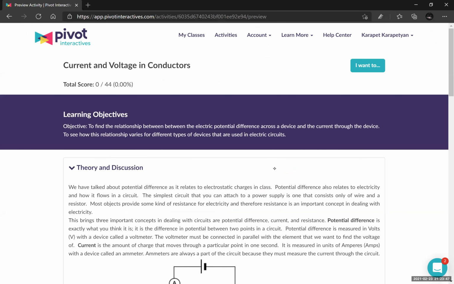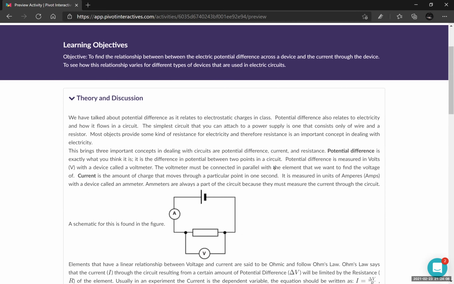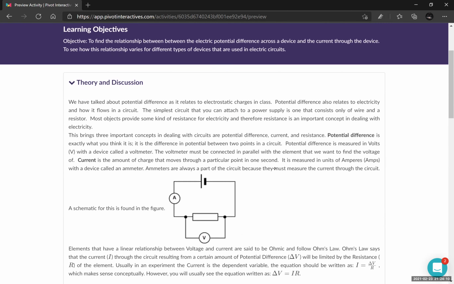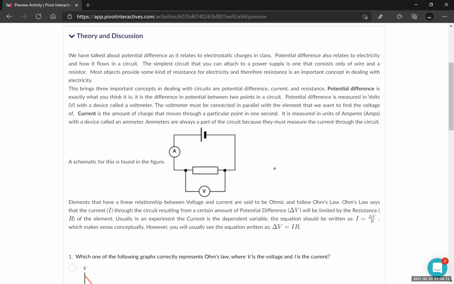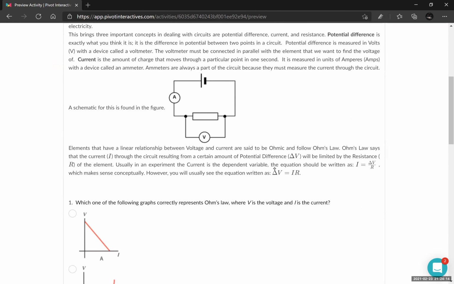All right, so this is our lab, current and voltage in conductors. We can write the learning objectives: to find the relationship between the electric potential difference across a device and the current through the device, and to see how this relationship varies for different types of devices that are used in electric circuits. I pretty much give you the theory, the one that I just talked about, so you can read on that as well, and then see which one of the following graphs correctly represents Ohm's law.